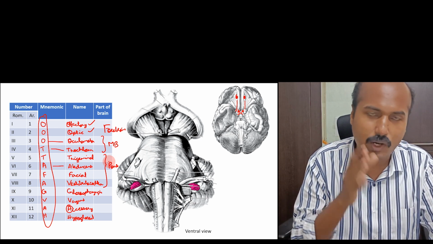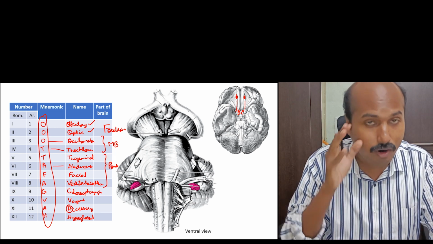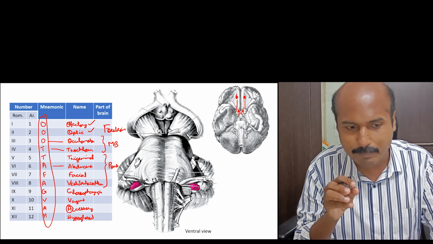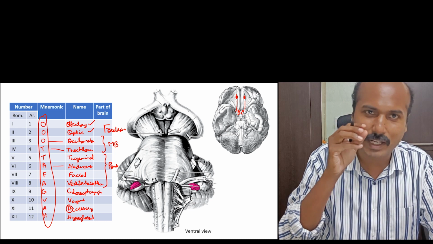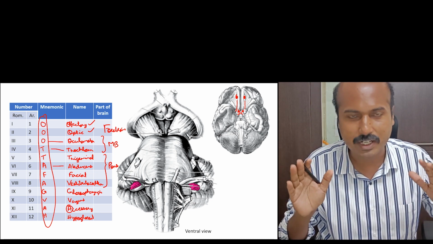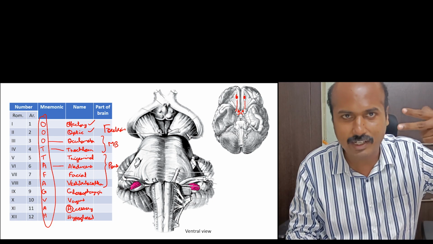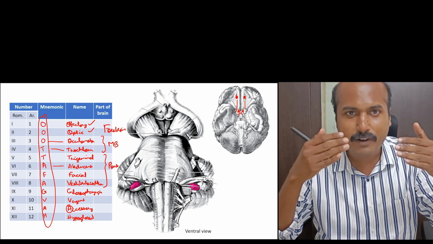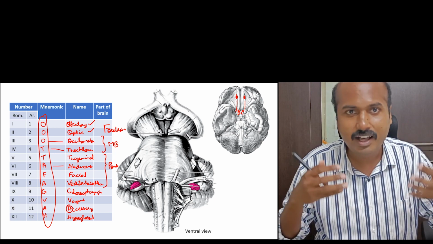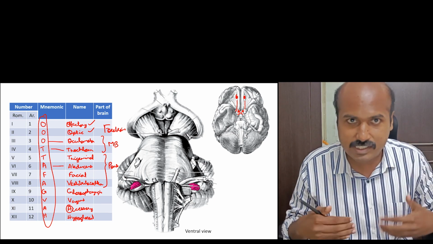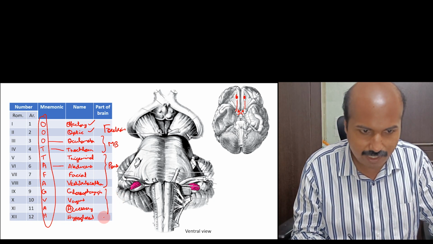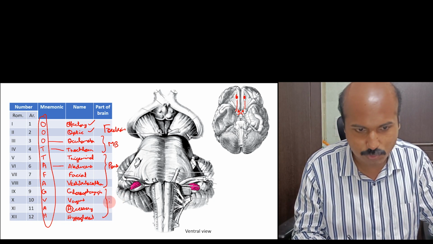At this point, at the outset, let me say that all the nuclei are not located in the pons. A few nuclei are located a little bit in the medulla, a little bit in the midbrain, but we'll come to that detail later. But on a general rule, you can remember that the 3, 4 cranial nerves are located in the midbrain. The 5, 6, 7, 8, the rest 4 nerves are located in the pons. And the next 4, that is the 9, 10, 11 and 12, are related to the medulla.